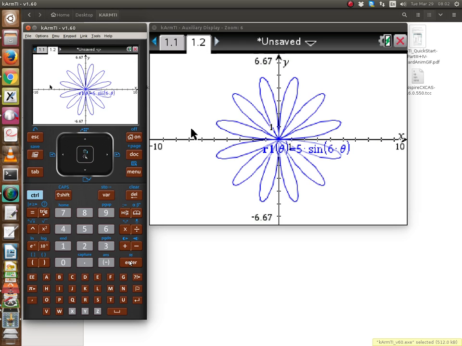A typical question on the AP exam, a free response question, is what's the area of one of these petals, for example? So we're going to talk about that. Right now we're just getting used to the idea of polar notation. Tomorrow we'll do area, and the next day we'll do arc length and stuff like that. It's not that big a deal, but one step at a time. Rome wasn't built in a day, right?